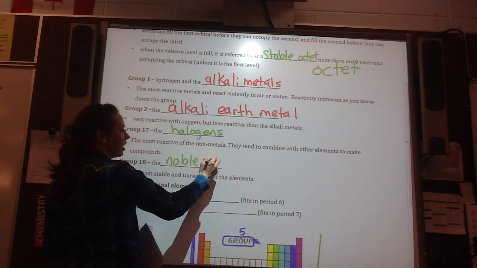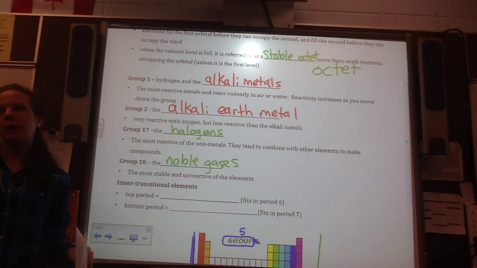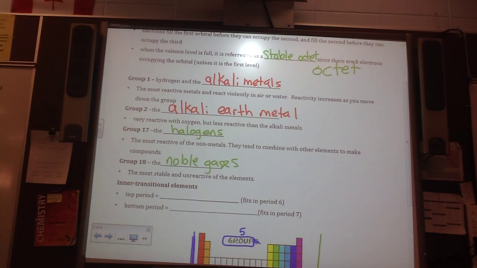They're so noble. They're so good, they can't even hang out with anybody else. They only want to be by themselves. So that's why they don't ever bond with anything else. They are so stable, they're so noble. They're too good for any other element. That's how I remember them.